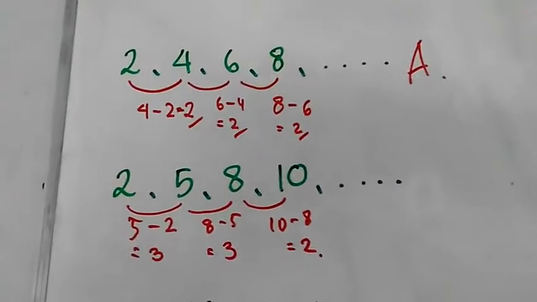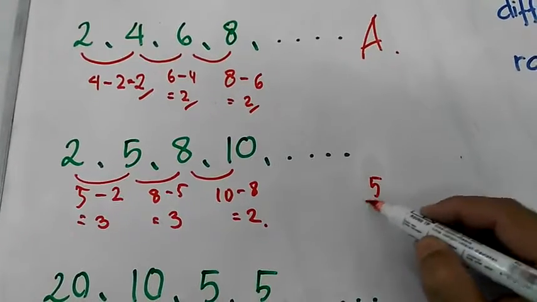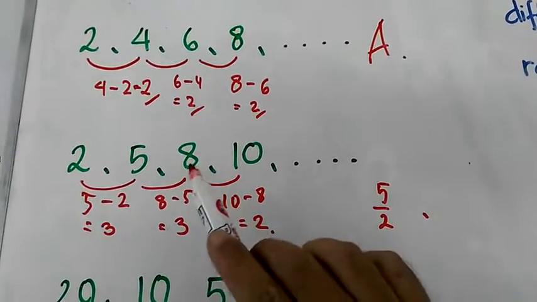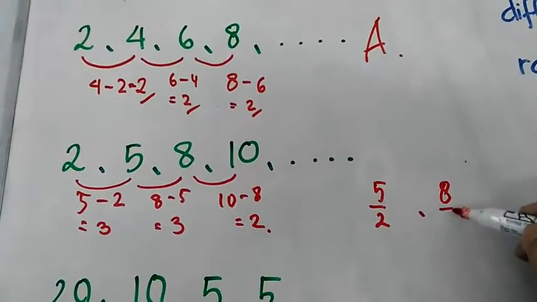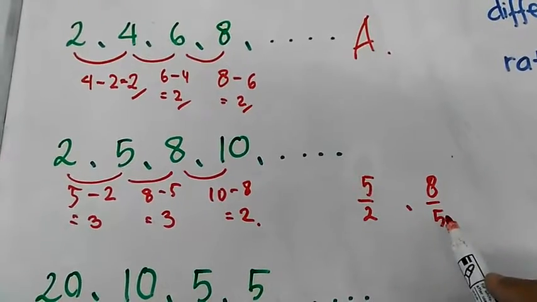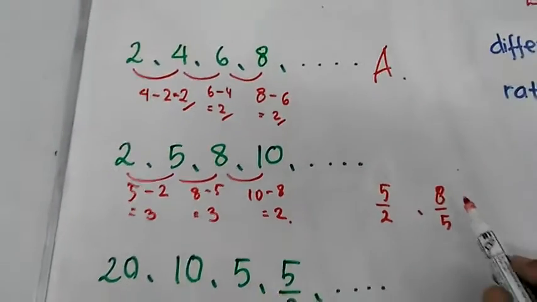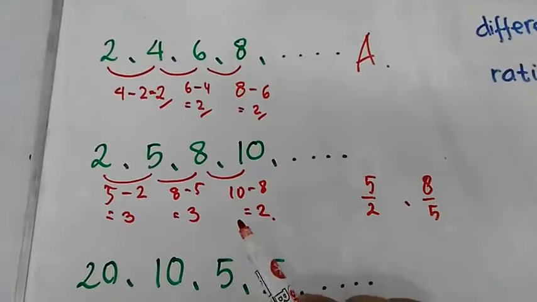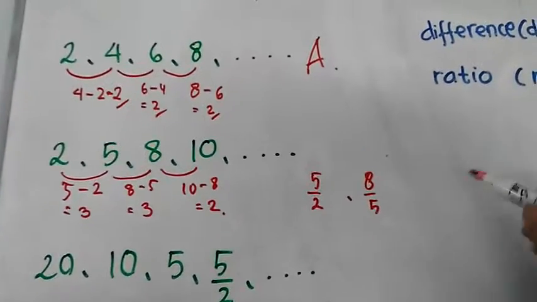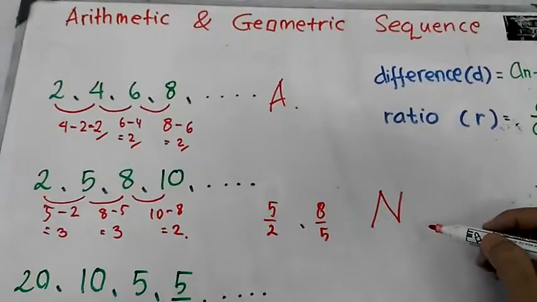Next, we are going to check the ratio of the sequence. The first ratio will be 5 divided by 2. This is already in simple form, so let's check the other ratio, which is 8 divided by 5. We cannot simplify 8 divided by 5. So the two ratios are not the same. It means this sequence doesn't have a common difference, nor a common ratio. So this sequence belongs to neither an arithmetic nor a geometric sequence.